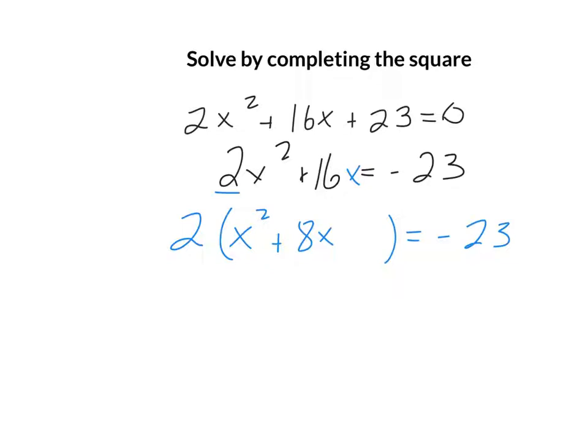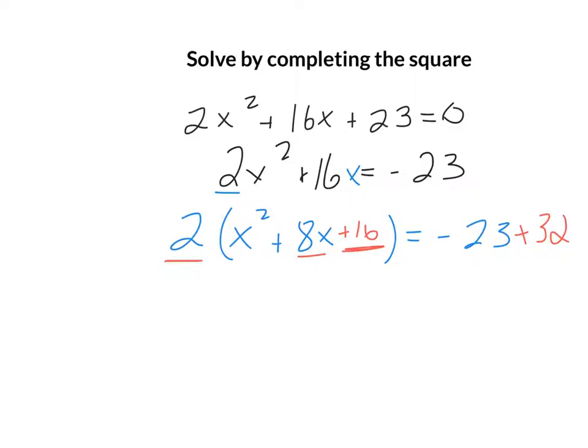Now what I need to do is decide what to add in here. I want to take my middle term, in this case 8, cut it in half and square it. If I cut 8 in half, I should get 4. So I'm going to add 16 inside the parentheses. But pay attention. I'm not really adding 16 to the left-hand side of the equation. I'm adding 2 times 16. So here I'm going to add 32 to the right-hand side of the equation. Why? Because if I do something on one side of the equation, I better do it on the other.